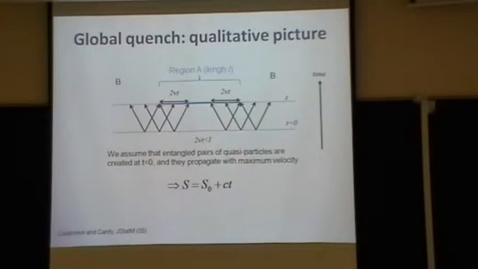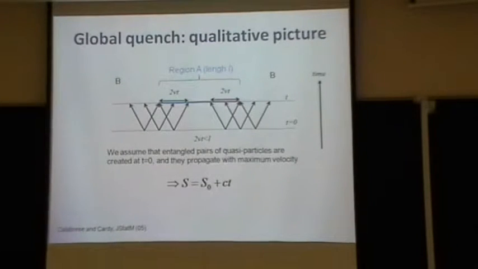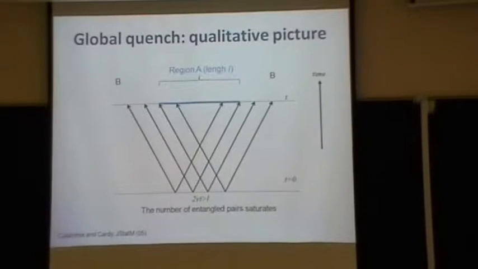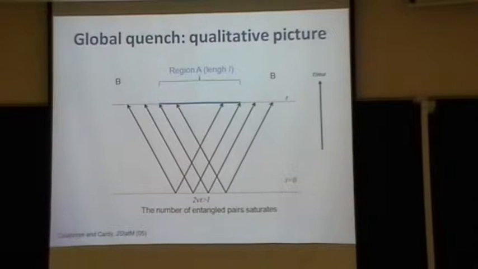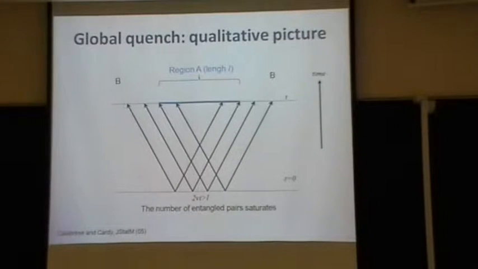Now, let's keep evolving to a larger time. Now the light cones are wider. 2vt for a larger time spans all the system and beyond. So we see that the entire system is entangled with the outside world. But the number of pairs that are entangled is not going to grow in time. It's going to stay constant. And that explains why the entanglement saturates.